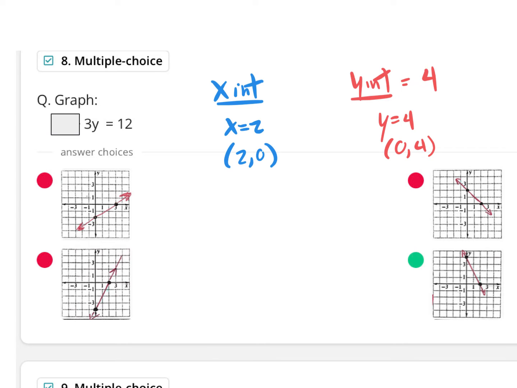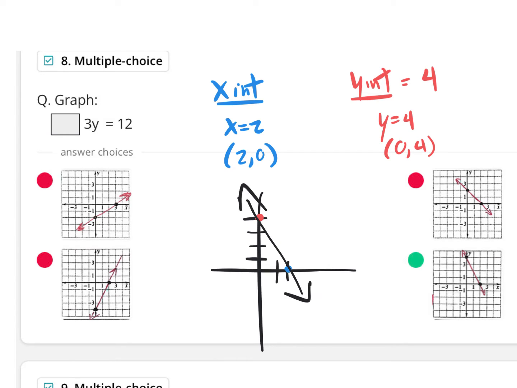Anyway, which of these graphs crosses the x-axis at 2 and the y-axis at 4? This one crosses at 3, this one crosses at 2, but it doesn't cross at 4. So we know that it needs to look like this. It crosses the x-axis at 2, and it crosses the y-axis 1, 2, 3, 4 at 4. Right? So your line looks like this. Which one of those looks like that? That would be this one right here. That's why it's green, right? Crosses at 4, crosses at 2. So you could find the x and the y-intercepts quickly just by covering up your x, solving for y, then covering up your y, solving for x.